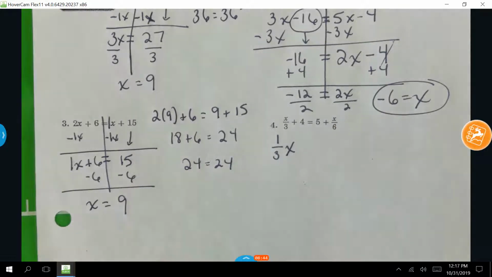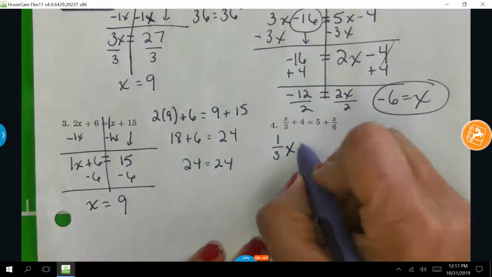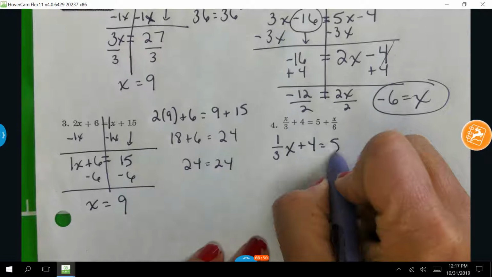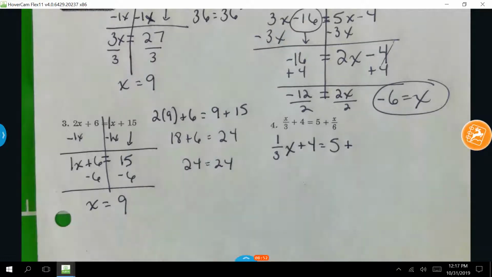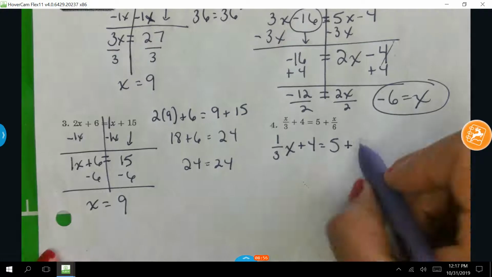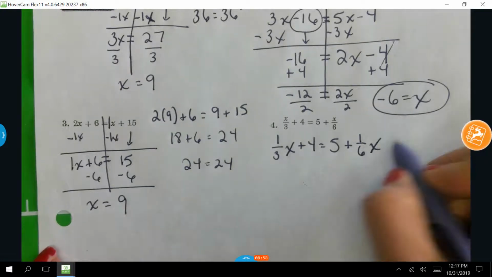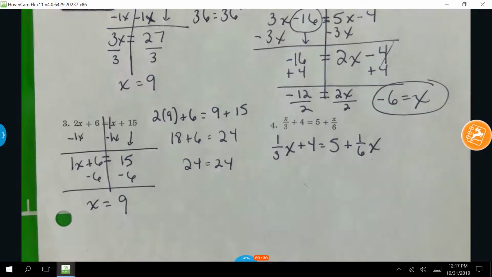Make sure when you go to do your work for today, you keep these notes out. And then plus 4 equals 5, plus, guess what we're going to rewrite x over 6 as? 1/6 x. Yes, 1/6 x. And that'll make it much easier because we know how to deal with the fractions on a calculator.